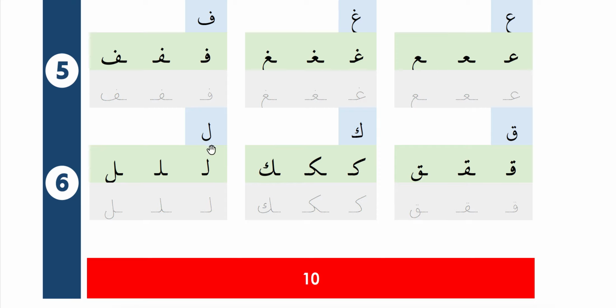Lam. Many people mix this with alif, but alif can't be like this. Lam joins with what's after it. Alif doesn't join with what's after it. It joins only with what's before it. Lam can be joined with what's before and after. Some people mix it with dal, but actually lam is tall and dal is short.